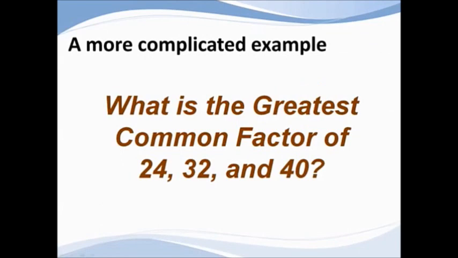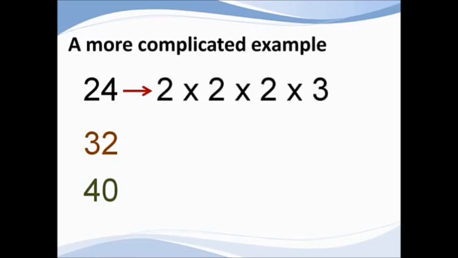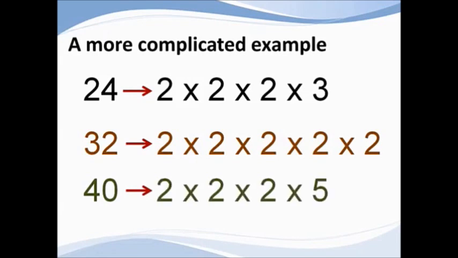Even if the problem becomes bigger, the process is the same. Suppose you are asked to find the greatest common factor between 24, 32, and 40. Take a few seconds to consider the factors of each number. So what do we have? 24 is equal to 2 times 2 times 2 times 3. 32 is equal to 2 times 2 times 2 times 2 times 2. 40 is equal to 2 times 2 times 2 times 5.